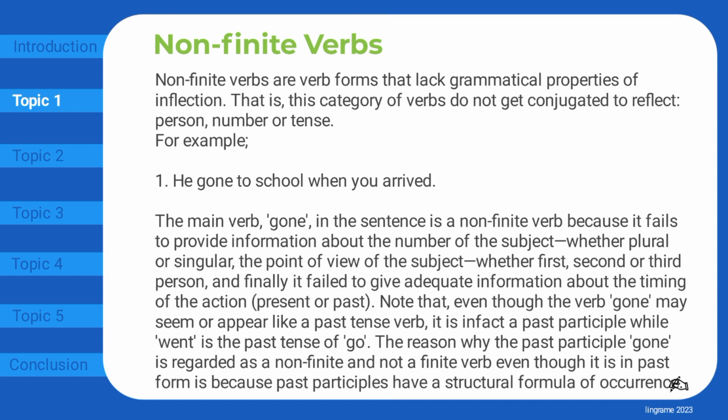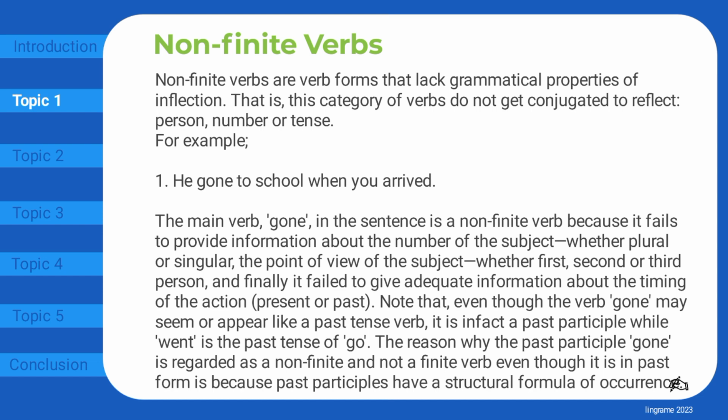of the subject, whether plural or singular, the point of view of the subject, whether first, second or third person, and finally it failed to give adequate information about the timing of the action, present or past. Note that, even though the verb gone may seem or appear like a past tense verb, it is in fact a past participle, while went is the past tense of go.